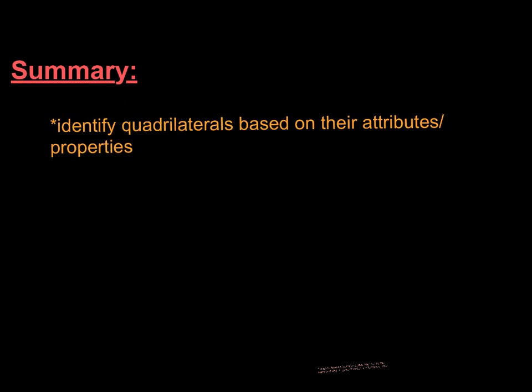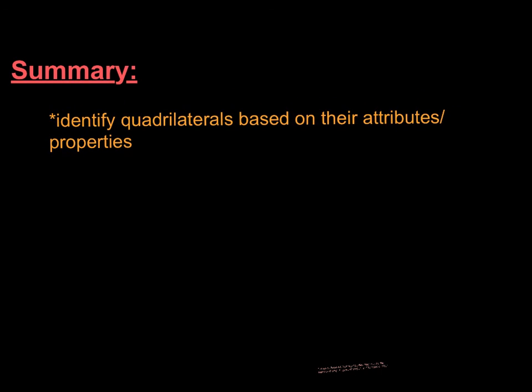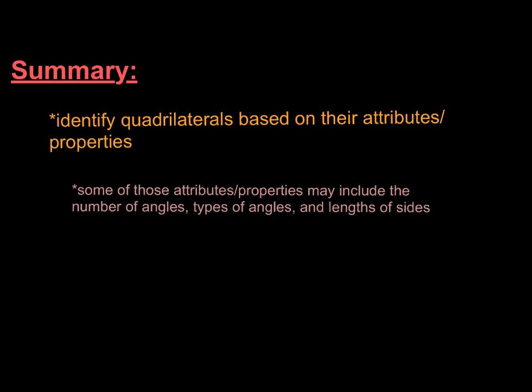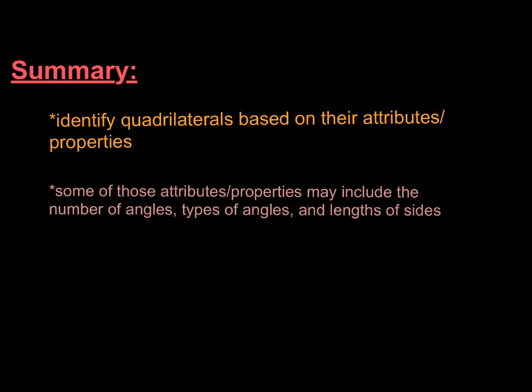All right, to summarize what we've talked about today, we have identified quadrilaterals based on their attributes or properties. And we learned that some of those attributes or properties might include the number of angles, the types of angles, and the lengths of the sides. See you in class.